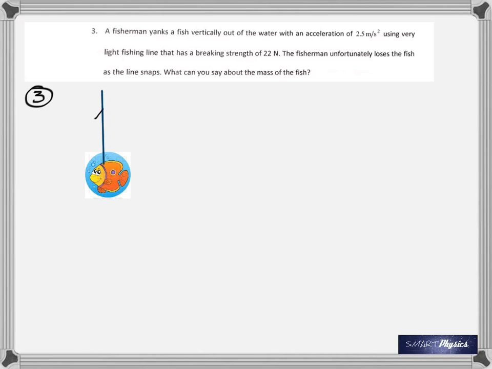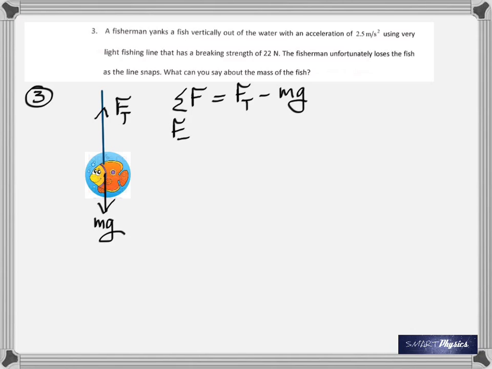Okay, so let's get this problem. That's the fish, cute little one. Tension Ft, mg is the weight. And you have to look at this and do it all the time this way. Net force is Ft minus mg, isn't it? Opposite direction, so Ft minus mg. And according to Newton's second law, that net force is equal to m times a. That's the only formula we're using. Net force is mass times acceleration.